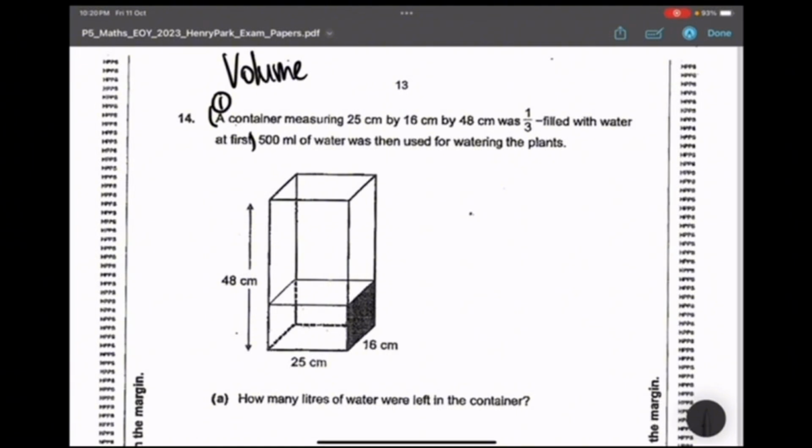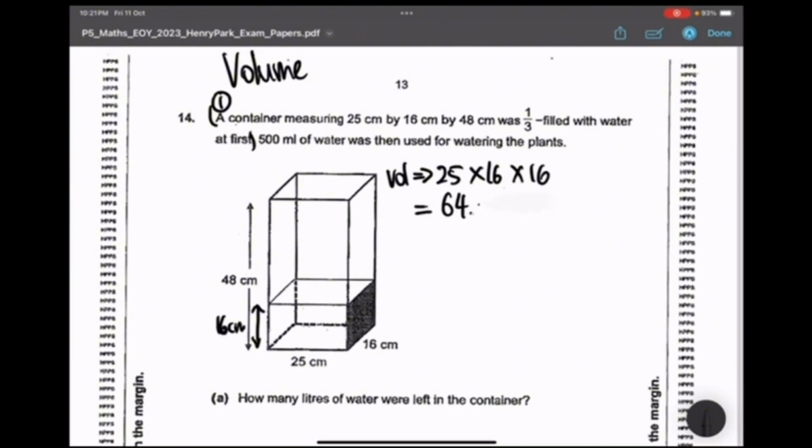Knowing that the container is 1/3 filled with water, what I want to do first is to find the height of the water, okay? And that would simply be 1/3 of 48 cm, which is 16 cm. Now, knowing the height of my water, what I can do is to find the volume of water inside, and that would be 25 cm times 16 cm times 16 cm. That would give me 6,400 cm cubed.